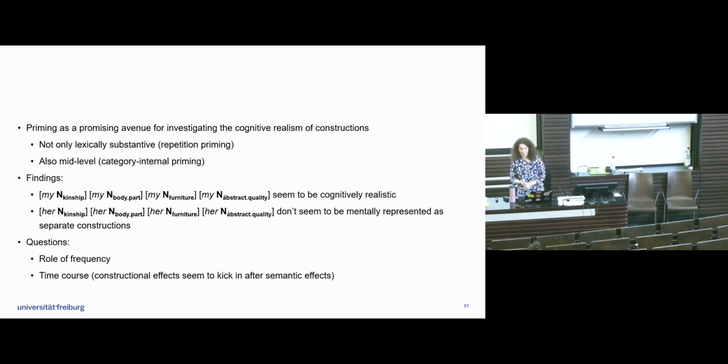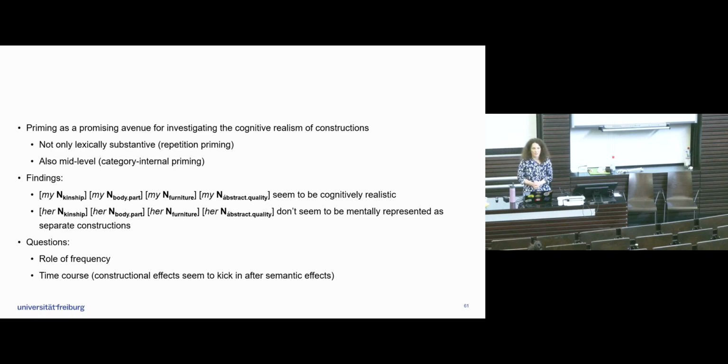And yeah, based on what we've found, I'd say that the mid-level constructions, my kinship, my body part, my furniture, and my abstract quality seem to be cognitively realistic. But this doesn't hold with her. Okay, so when you construct something or when you read something preceded by her, you do not have so fine-grained, small scope, tailor-made categories.